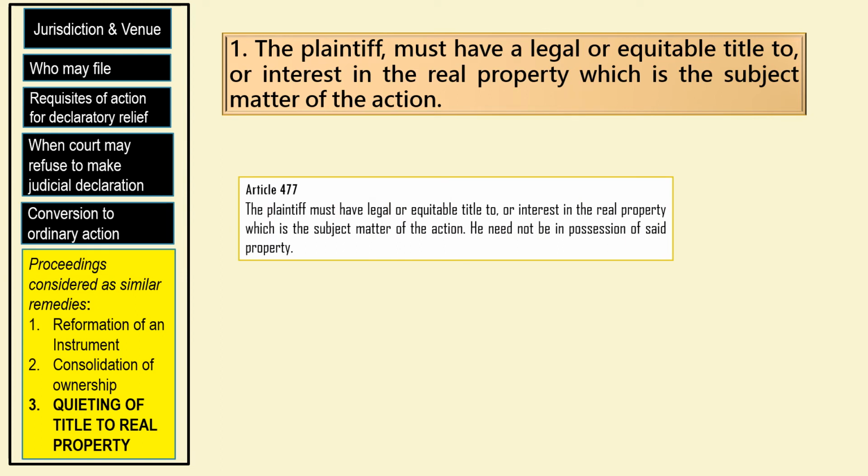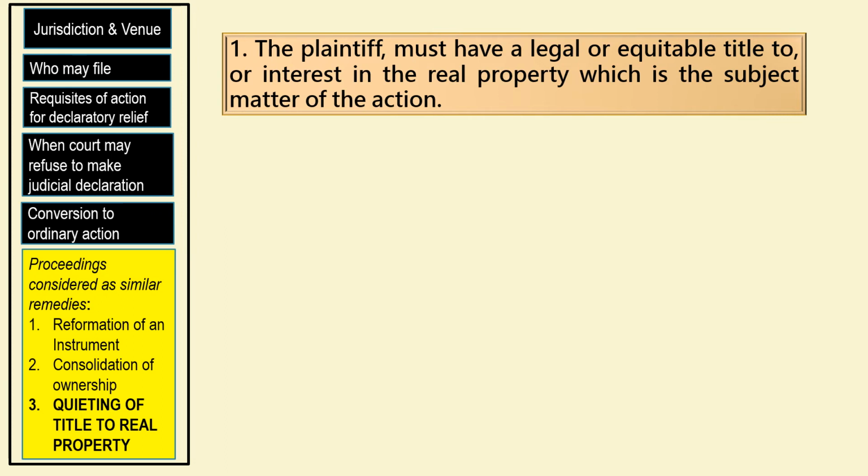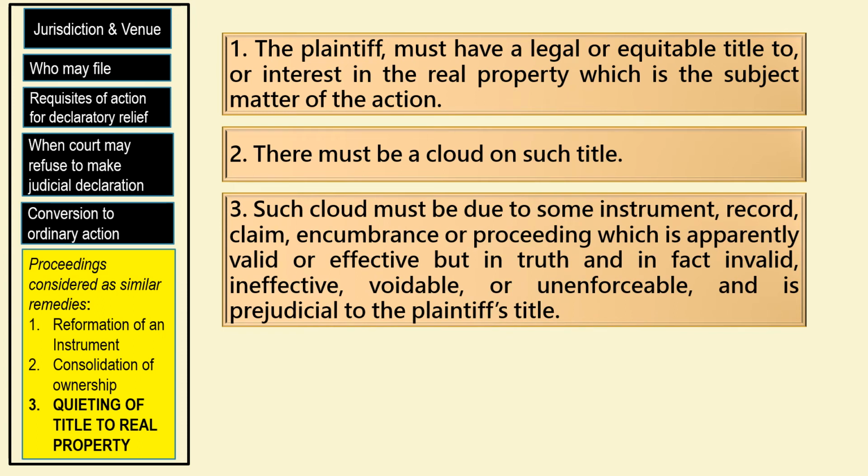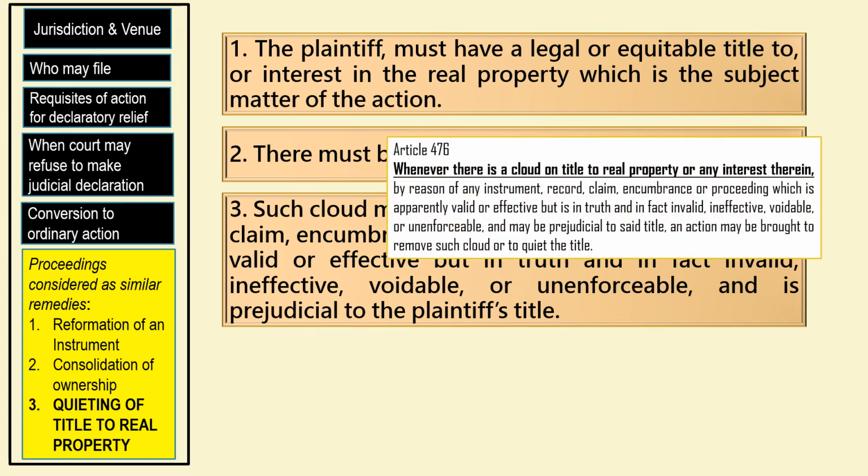Again, the plaintiff must have legal or equitable title or interest in the real property, which is the subject matter of the action. Number two, there must be a cloud on such title. Number three, the cloud is due to some instrument, record, claim, encumbrance, or proceeding which is apparently valid or effective but in truth and in fact invalid, ineffective, voidable, or unenforceable and is prejudicial to the plaintiff's title. This is your Article 476.